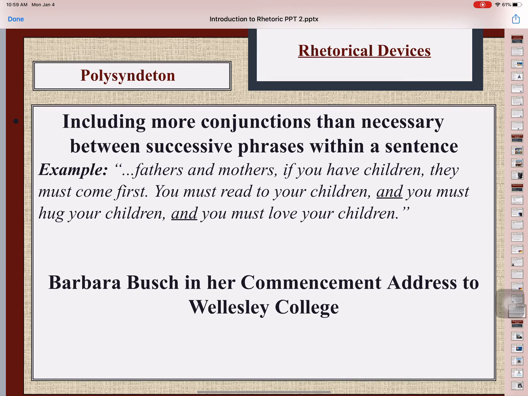Polysyndeton. I referenced this in semester 1. Including more conjunctions than necessary between successive phrases within a sentence.